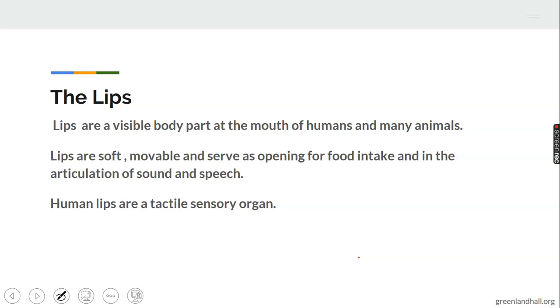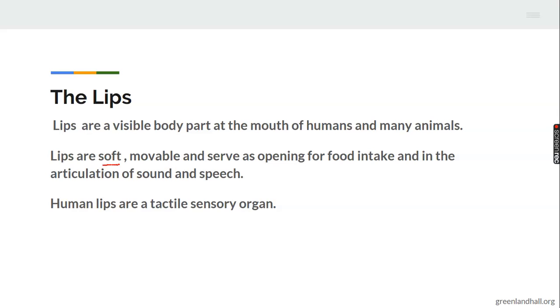Lips are soft, they are movable, and they serve as opening for food intake and in the articulation of sound and speech. Of course, lips are soft. If you touch your lips, you discover that they are soft. There are no bones there. They are movable. You can move them.